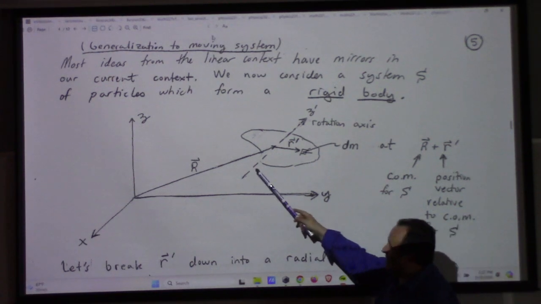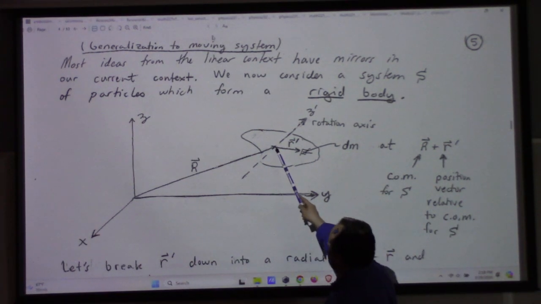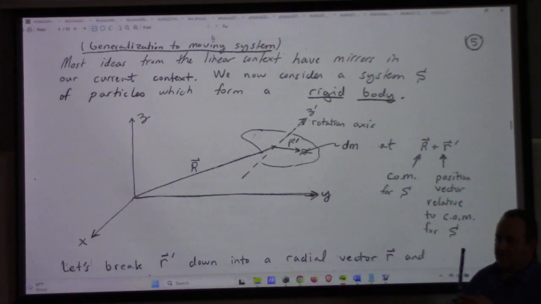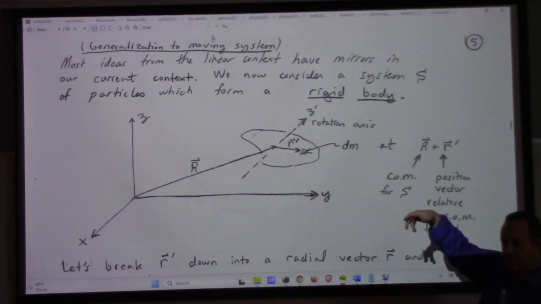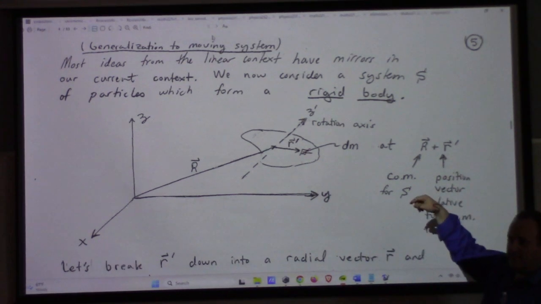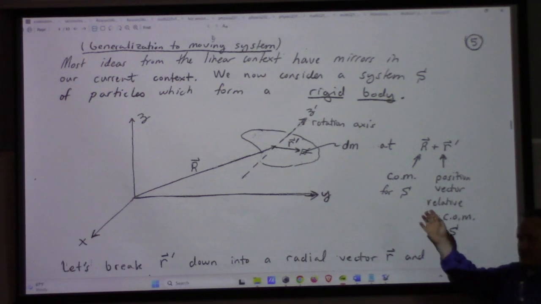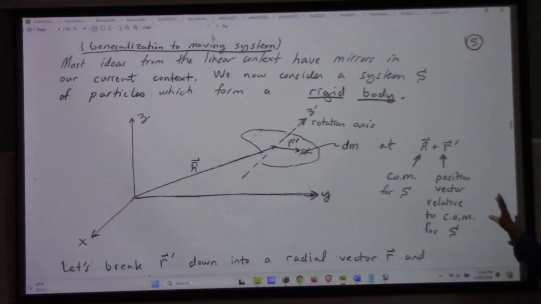Okay. We can talk about the center of mass of the distribution, and we can also talk about rotation of that body around an axis which goes through the center of mass. So we're going to decompose the motion into those two pieces, the motion of the center of mass of the distribution, as well as the rotational motion about an axis around that center of mass.